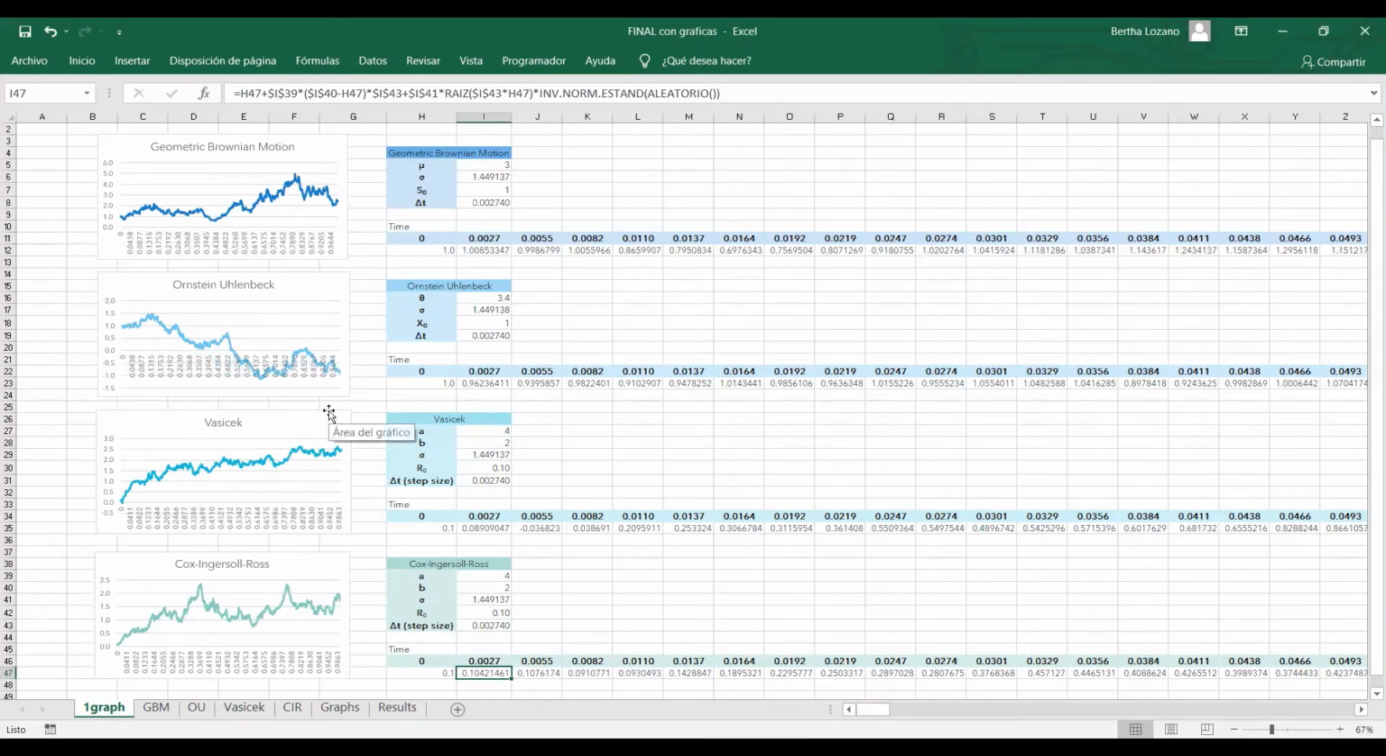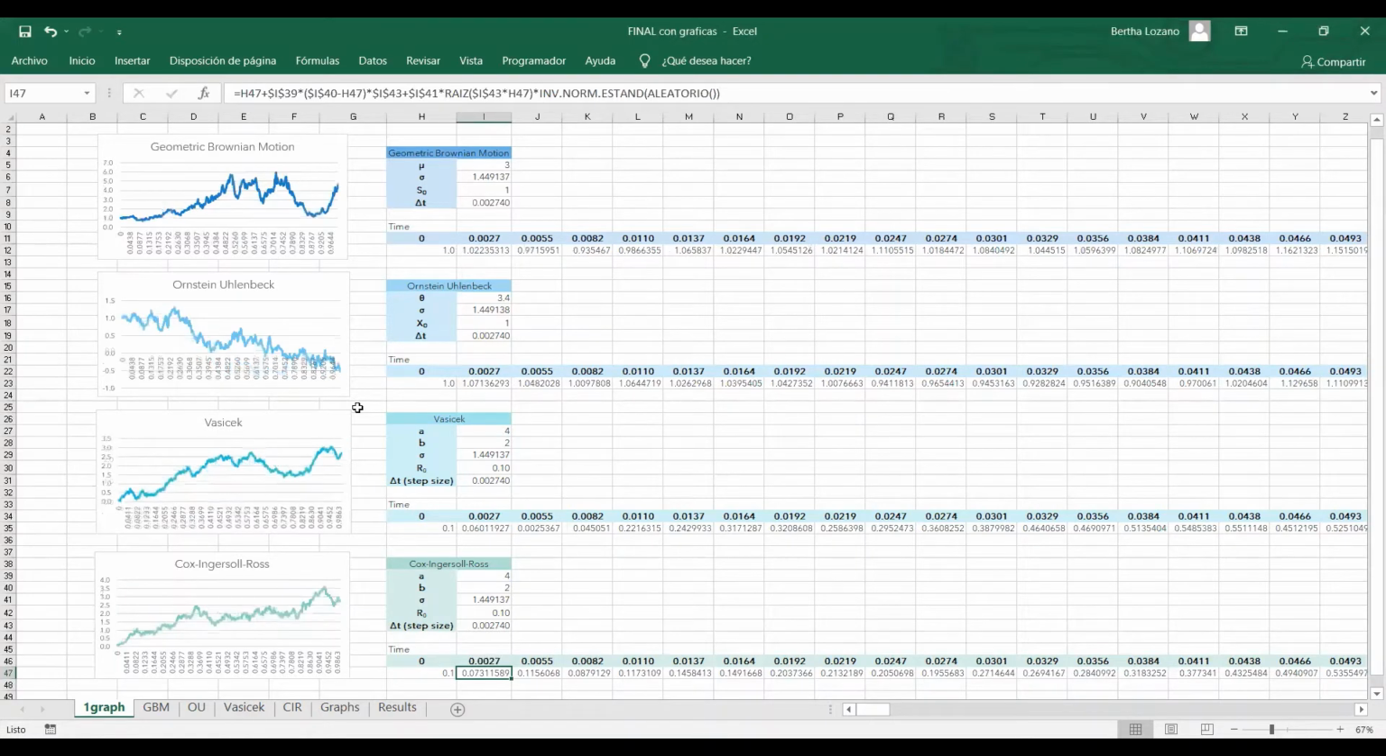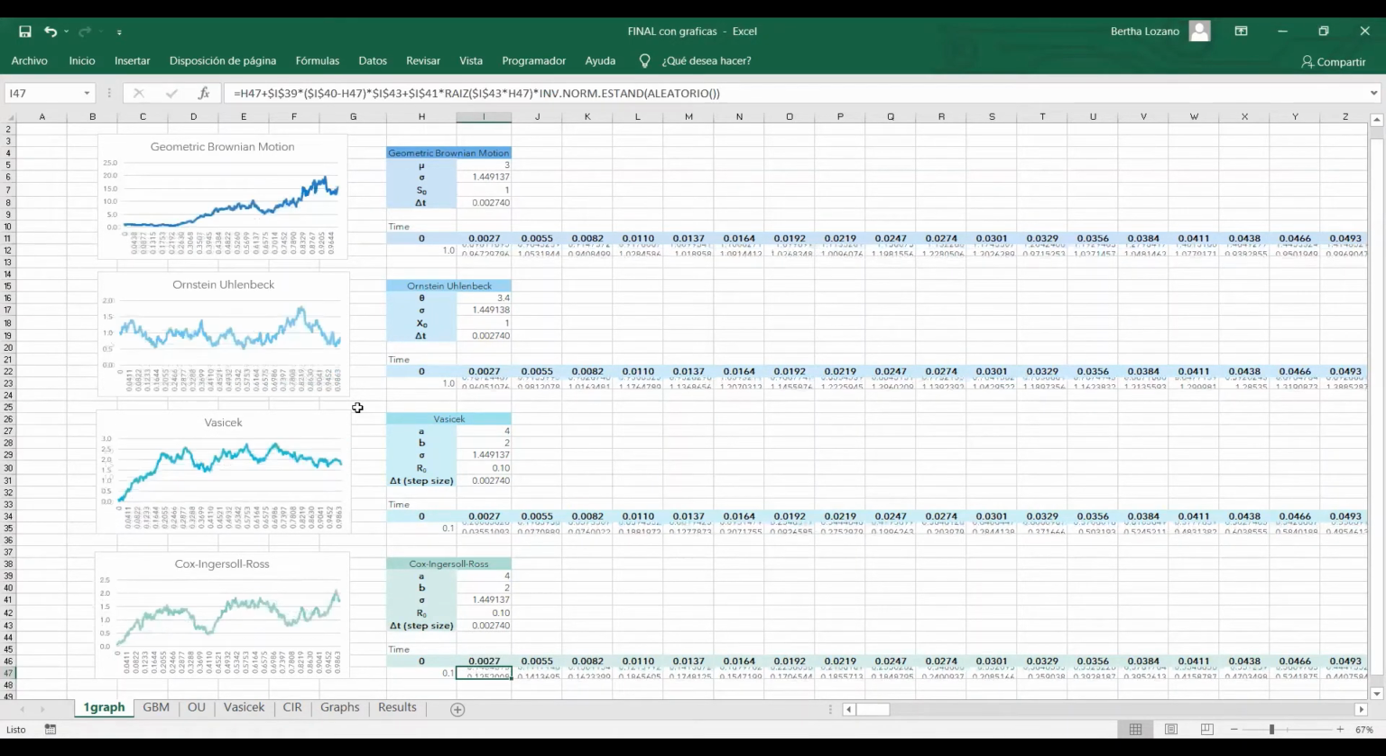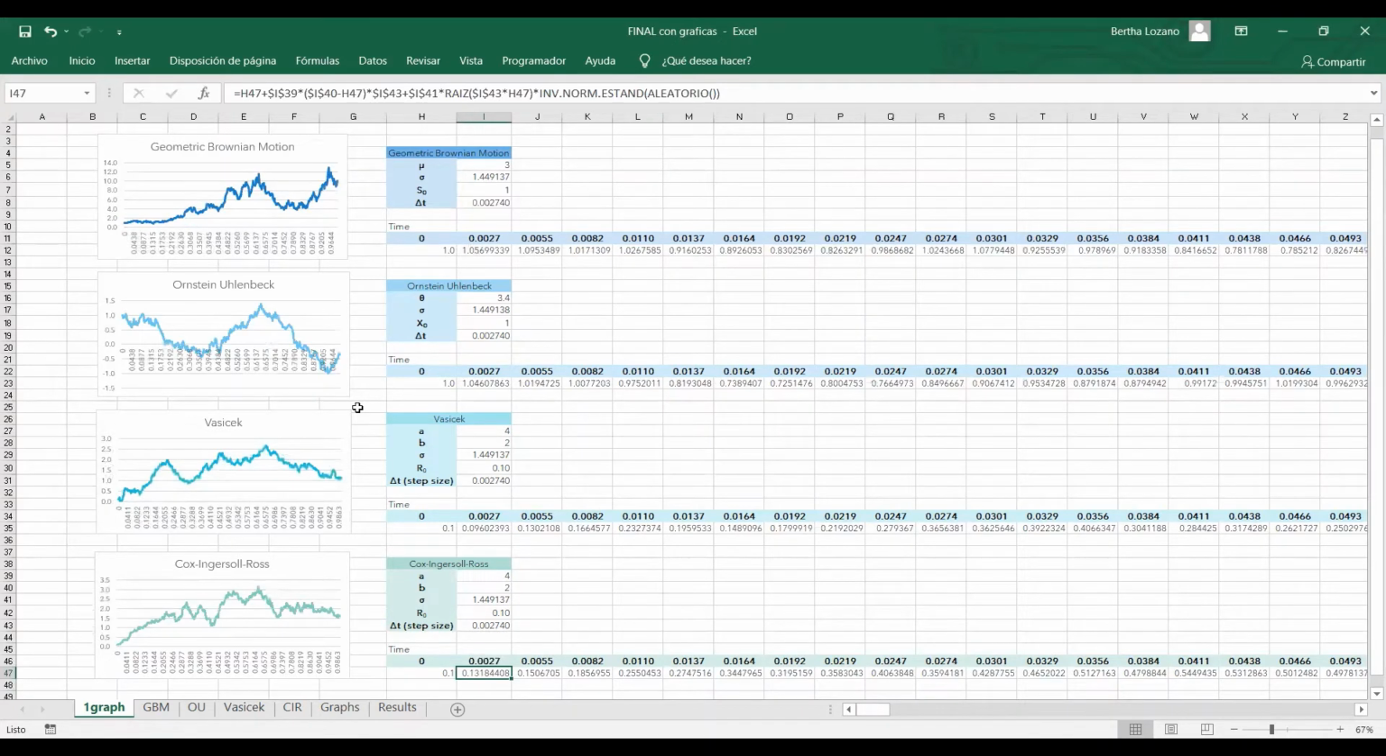However, doing a single trajectory is not enough to fully understand the solution of the stochastic differential equations. As we can see, they can change in every simulation. So we'll have to do a bunch of different trajectories to calculate its behavior on average.